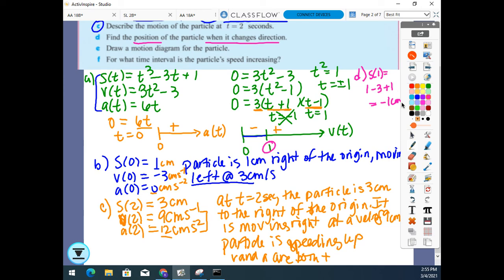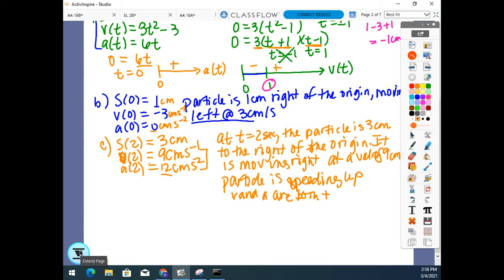So then we're going to do our motion diagram. All right, so this is kind of a hot mess. Let me come down here. Hopefully we can see everything. So E is our motion diagram. I'm going to draw my position function along the bottom. My initial position is 1. I'm going to change directions. It goes to -1. So I need to put 0, I need to put 1, and I need to put -1.